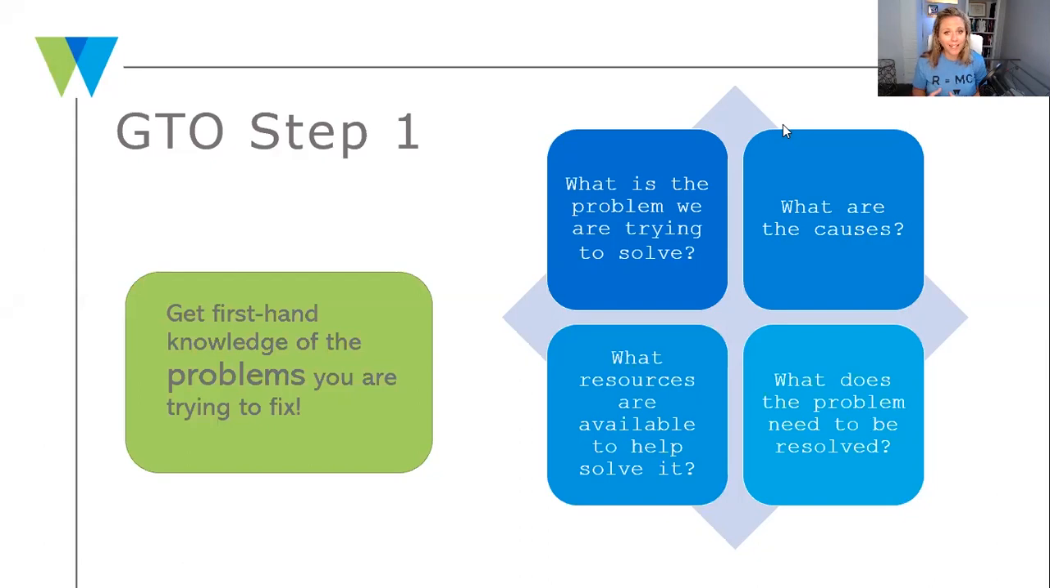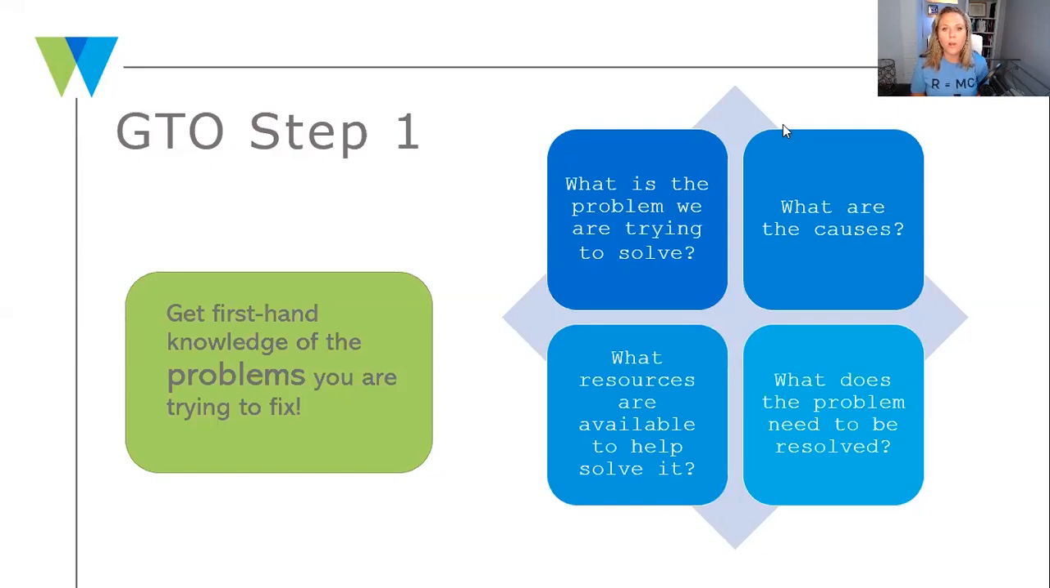There are 4 buckets that we're trying to check off, 4 big picture questions we're trying to answer when we do GTO Step 1, and that is, what is the problem we're trying to solve? What are the causes of the problem? What are the underlying issues or the risk and protective factors that are driving the problem home? What other resources are available to solve it? And what does the problem need in order to fix it? So how can you address those drivers, those determinants, or those risk and protective factors related to the problem?